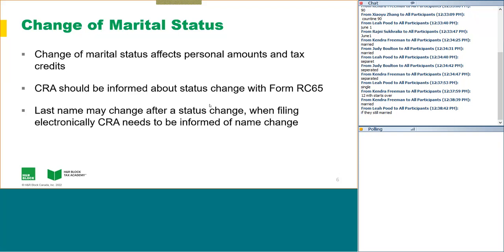The problem is this happened after she had received a number of benefits for being a single parent because she had the children. So she had filed eligible dependent amounts. She had received a few benefits based on the fact the children were with her and she was a single parent.